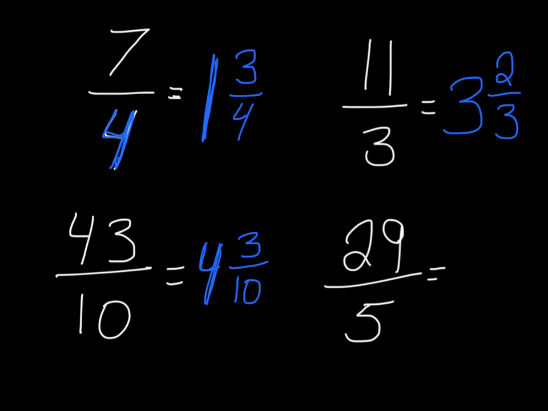29/5. How many 5s can go into 29? Well, I can take away 5 groups of 5. 5 times 5 is 25. So 29 minus 25 leaves me with 4 pieces left over. So 5 4/5.